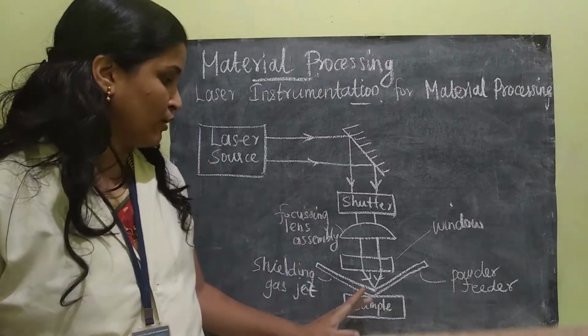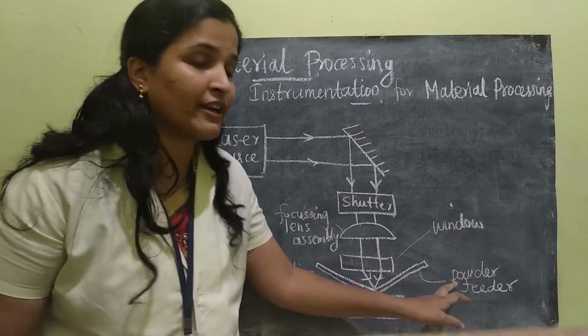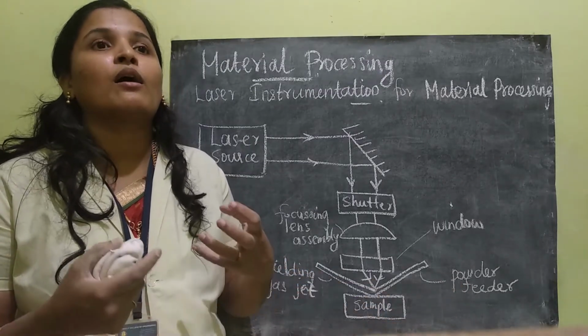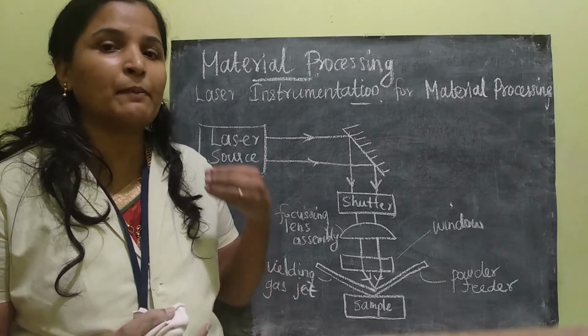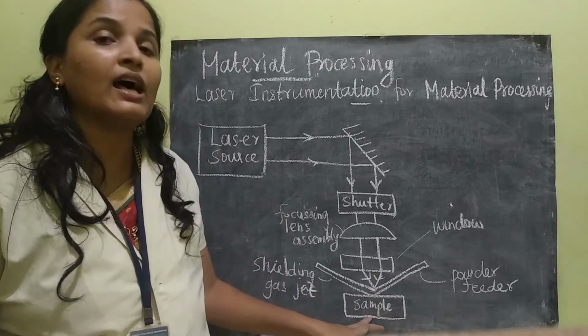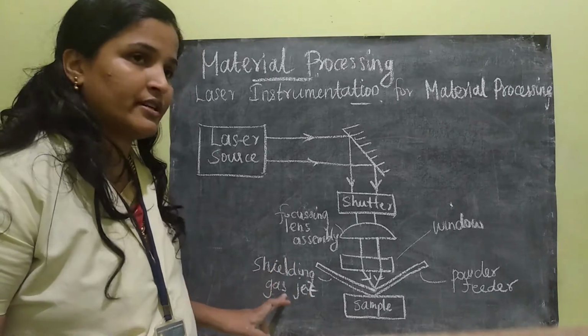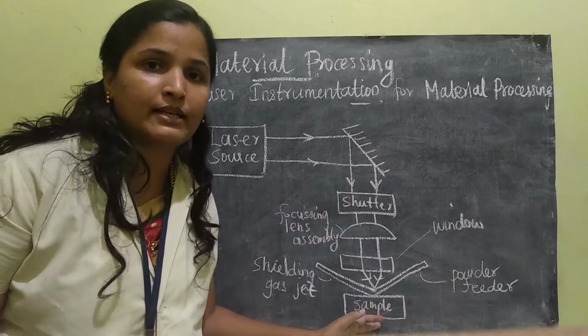I'll tell you one by one. The powder feeder contains metal powder, and it is sprayed. The metal powder is sprayed towards the sample. And the shielding gas jet is used for doing the welding process.